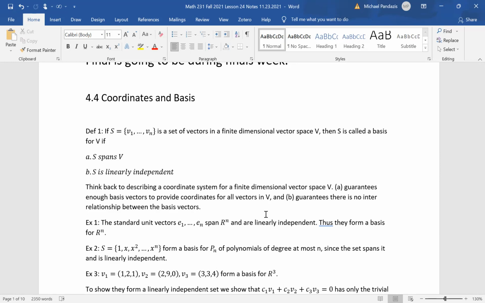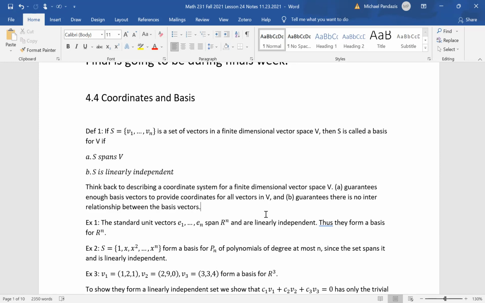So that set of vectors is a basis if it spans your vector space and it's linearly independent. The meaning of a set spanning a vector space, in a sense, is that the vectors themselves can form coordinate axes for your vector space. And saying your set is linearly independent is saying that among the vectors in the set, there's no interrelationship between those vectors. You can't think of any one of those vectors as a linear combination of the others.